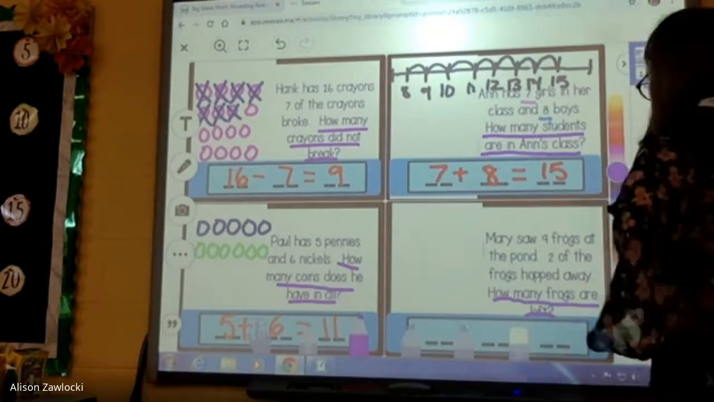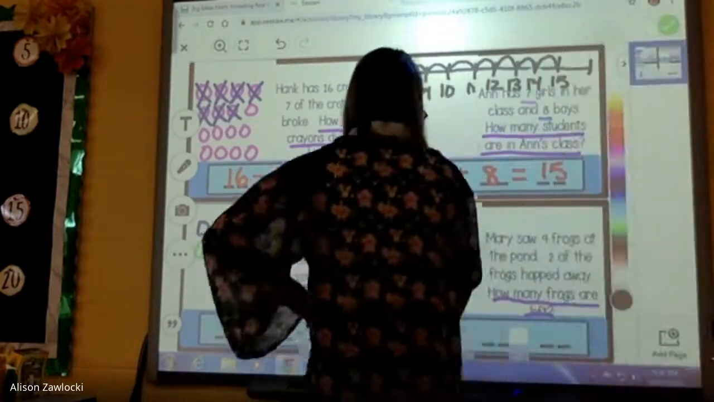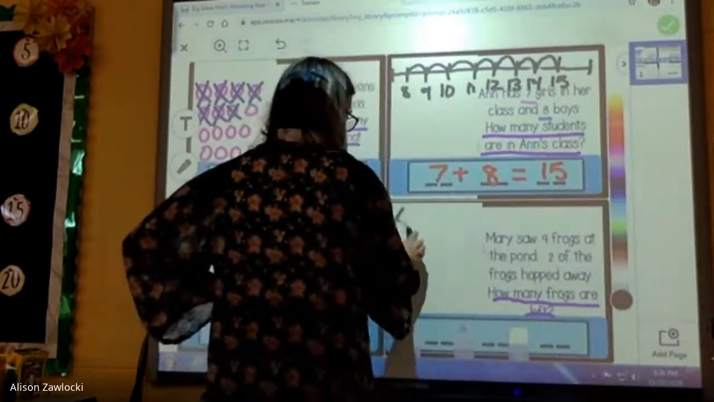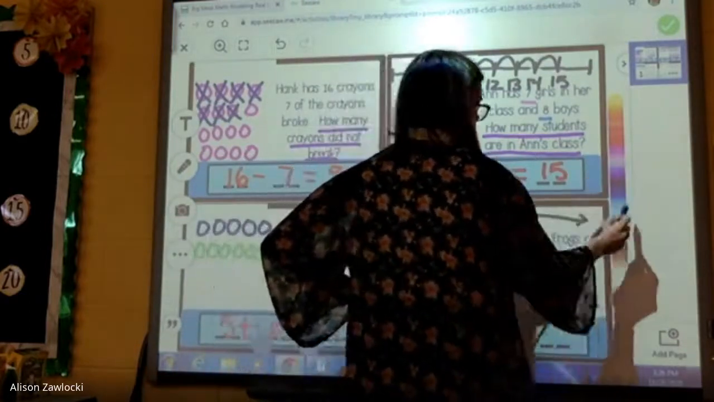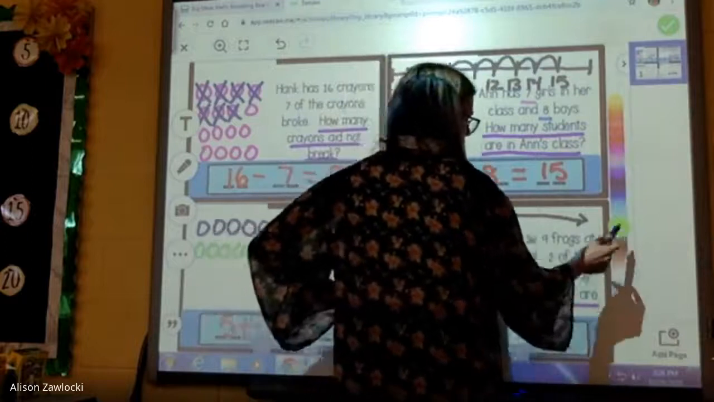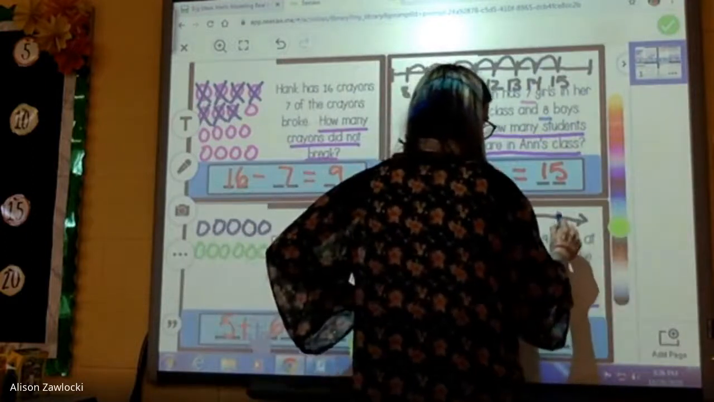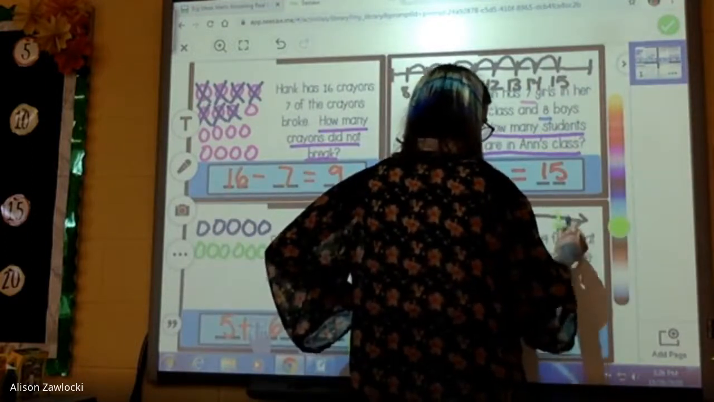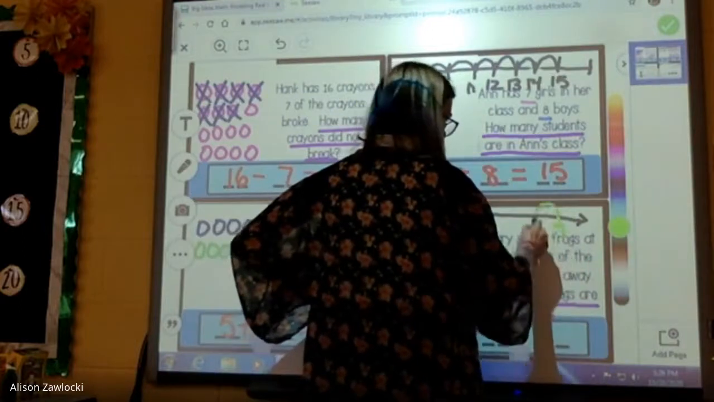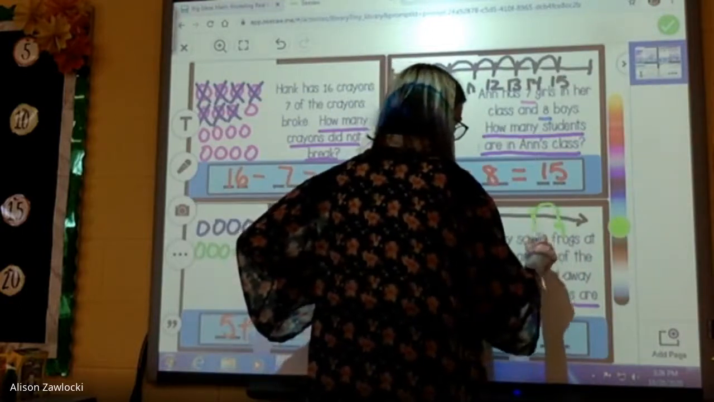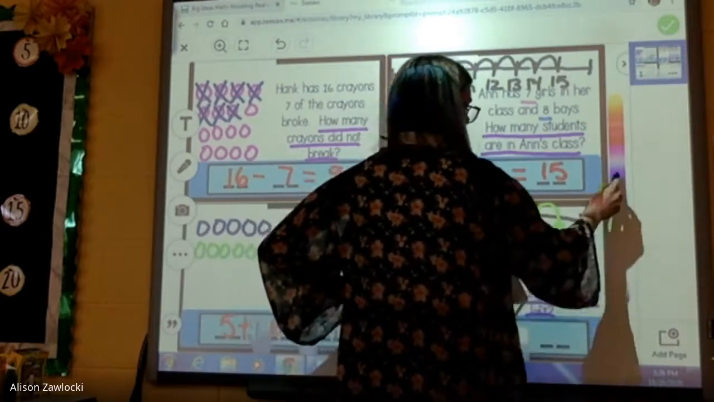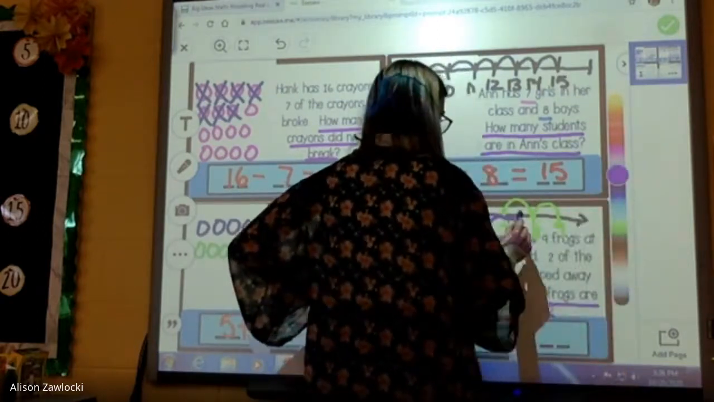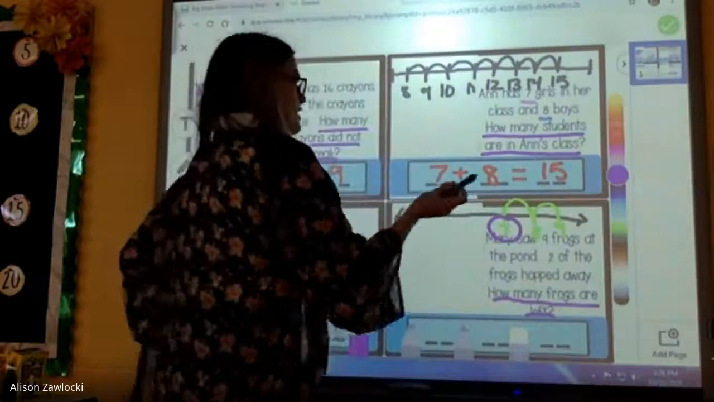So what I'm going to do is I'm going to do a number line. So I'm going to start at 9, and I'm going to hop backwards 2. I'm going to use a bright color for this one. So I have 9. And I'm going to hop backwards 1. 9 minus 1 is 8. 8 minus 1 is 7, right? 7. So we can write our number sentence now.